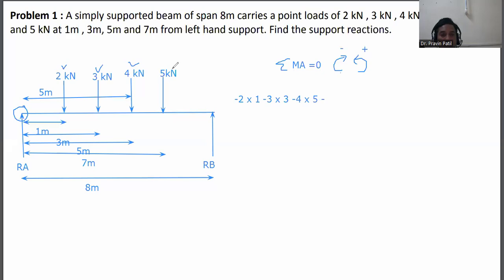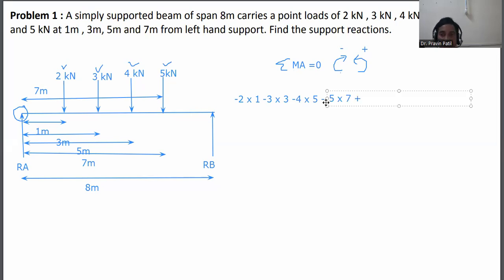Next is the 5 kN, which also rotates in the clockwise direction, so minus 5. The distance is 7. So minus 5 into 7.